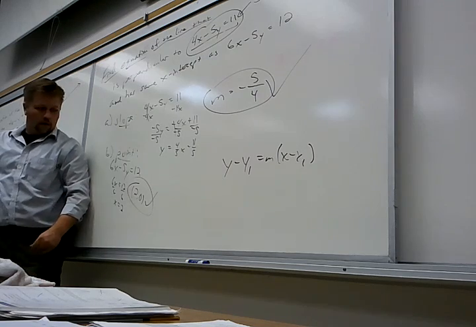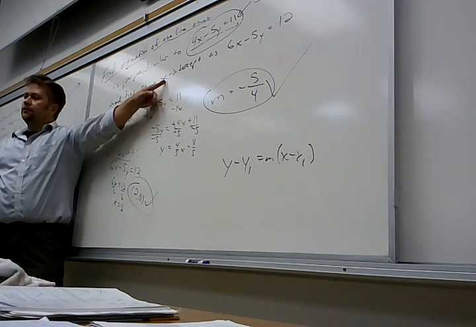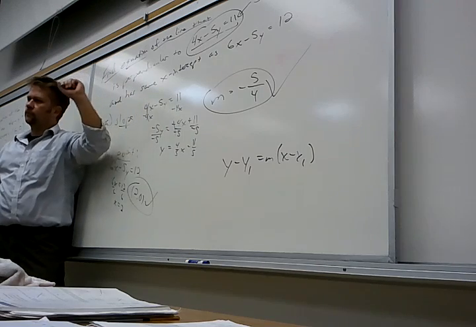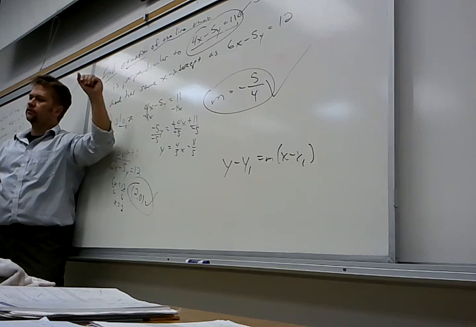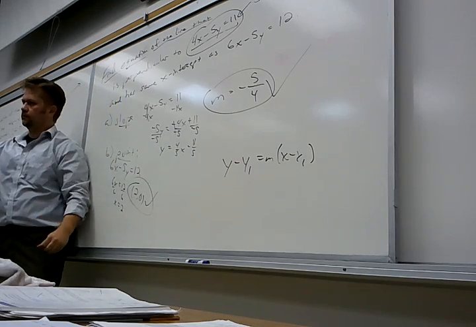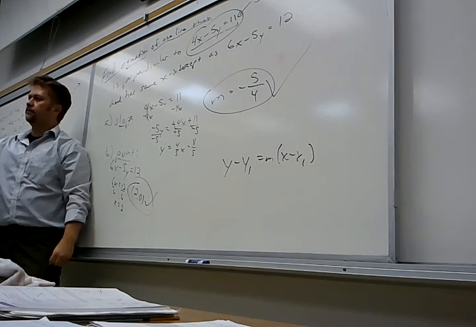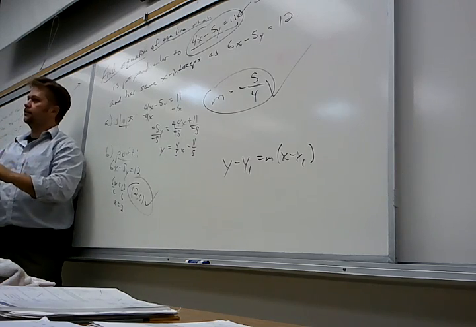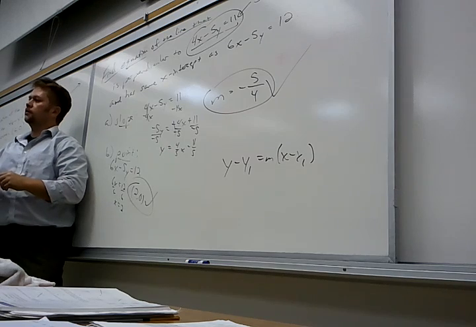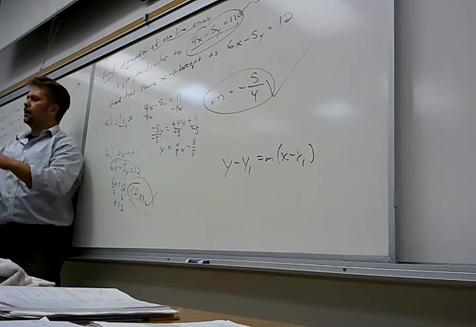To find the x-intercept, what do you do? You set the y equal to 0. To find the y-intercept, you set x equal to 0. So whenever we have one, the other one's going to be 0. And that's the point. Exactly. And we know that.